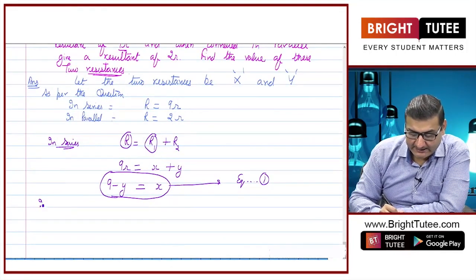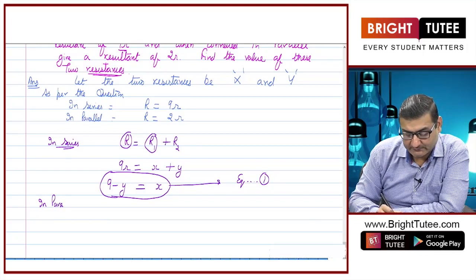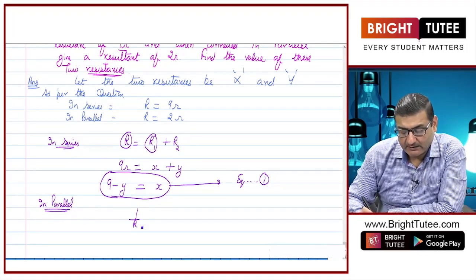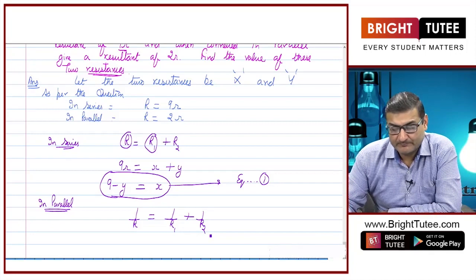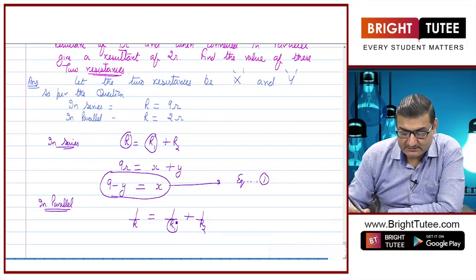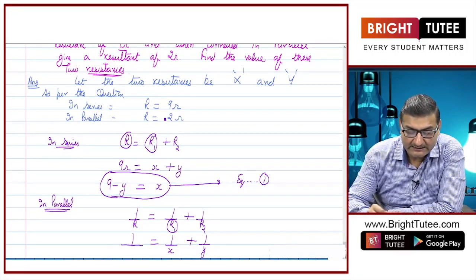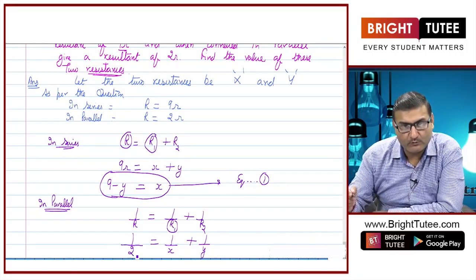Now, second thing, in parallel combination, we know that in parallel 1 by R is given out to be the sum total of 1 by R1 plus 1 by R2. The first resistance is not given to us, I have taken the value to be X. The second resistance I have taken the value to be Y, is equal to 1 upon the total R in parallel, which is given out to be 2 ohms.